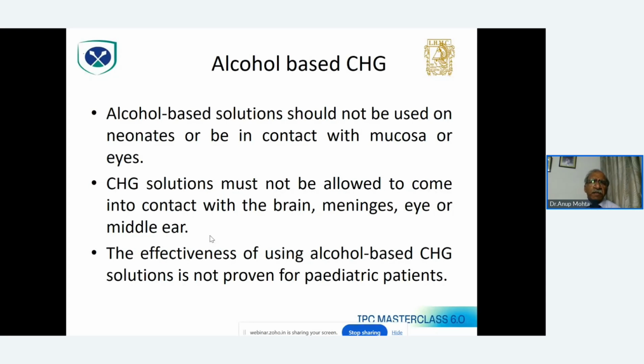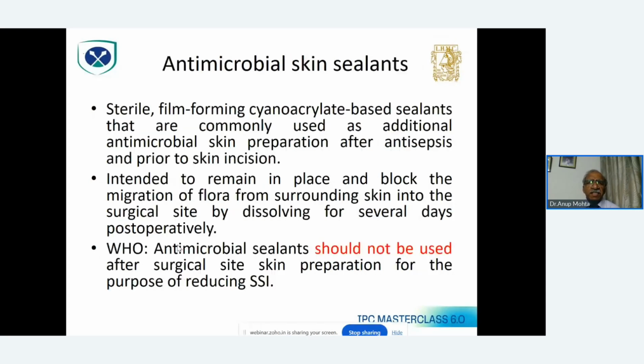The second point which is recommended or has been used extensively is the use of antimicrobial skin sealants. Now, what are these? These are sterile film-forming cyanoacrylate-based sealants that are commonly used as additional antimicrobial skin preparation after antisepsis and prior to the skin incision. So once you have cleaned with the chlorhexidine-based alcohol-based solution, we can apply these skin sealants, which prevent transmission or movement of the bacteria or contaminants from the skin to the skin incision site.